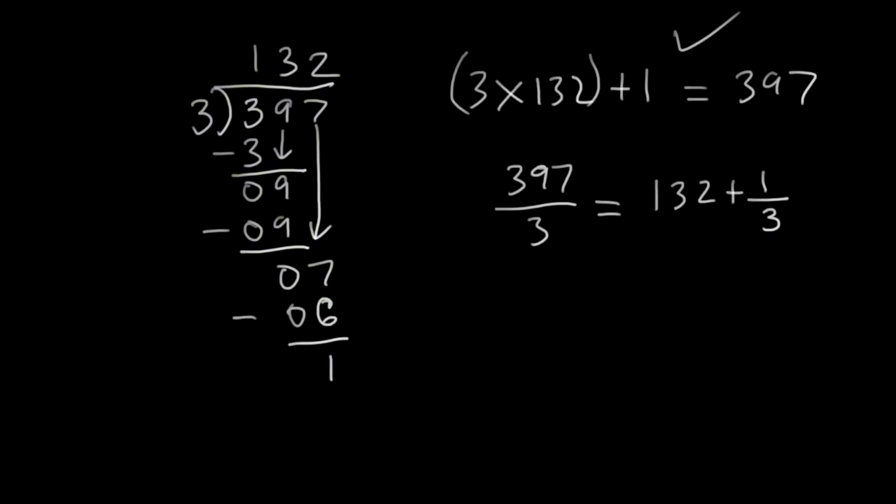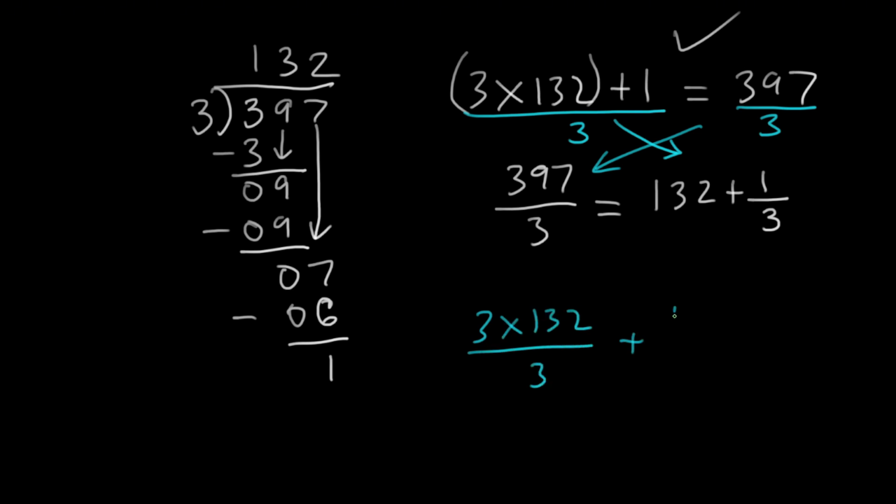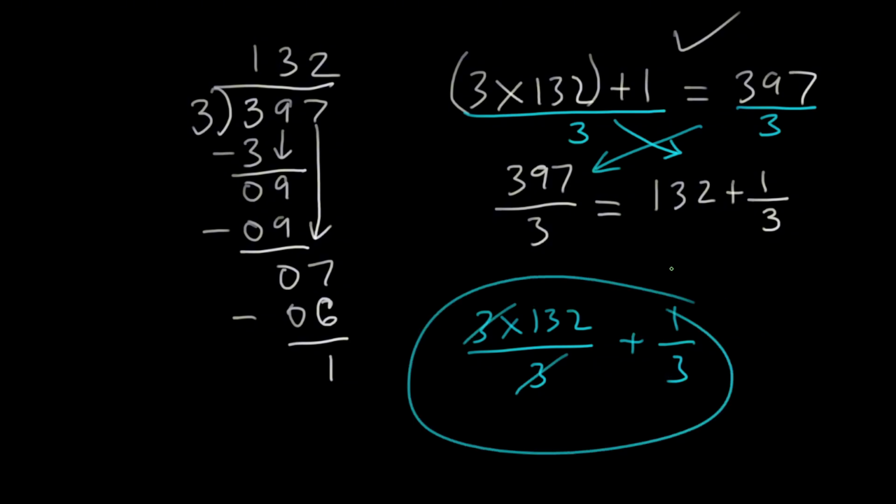The second line might be confusing, but if you think about it, all we're really doing here is we're dividing both sides by 3. And then this ends up being this side, and this ends up being this side. 3 times 132 divided by 3 plus 1 over 3. And then these 3's cancel, so we end up with this.